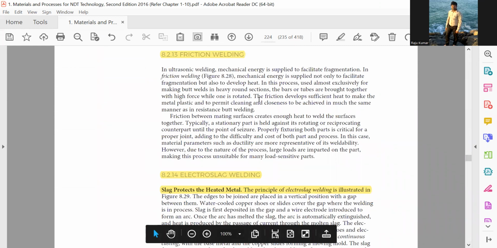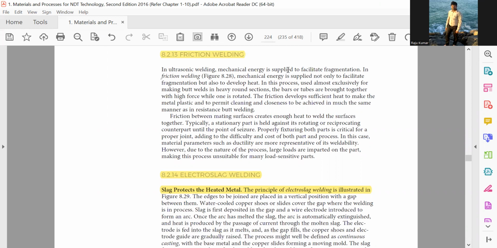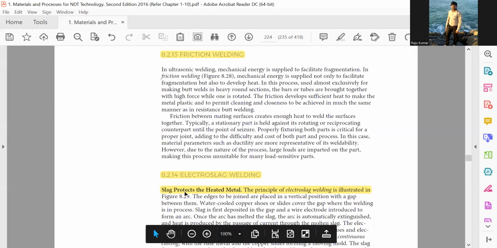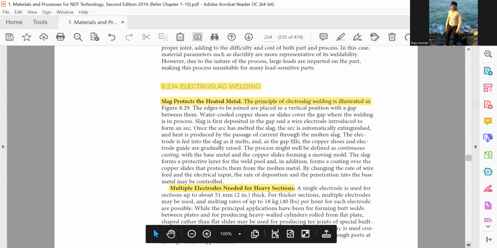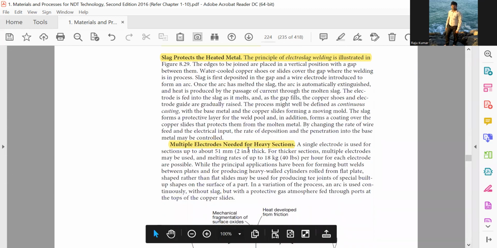Friction welding. Apply friction. Electroslag welding. The slag protects the heated metal. The principle of electroslag welding is illustrated in this figure. Multiple electrodes are needed for heavy sections.